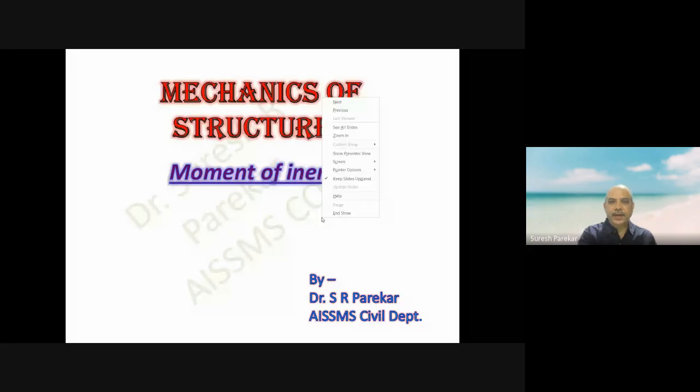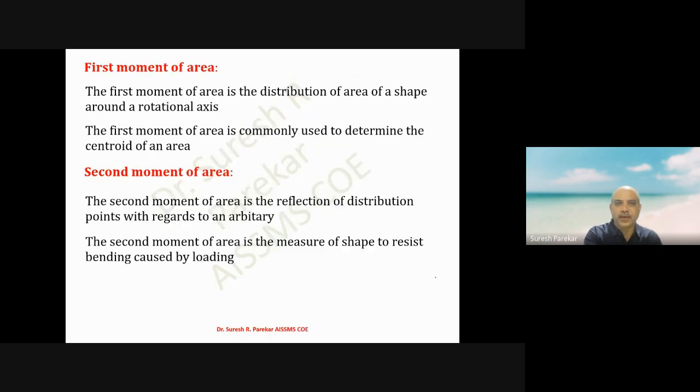Good evening. Today we are going to see the problems of moment of inertia. So, moment of inertia we require for bending stress. We also require it for shear stress. Therefore, we will see two problems of this moment of inertia.